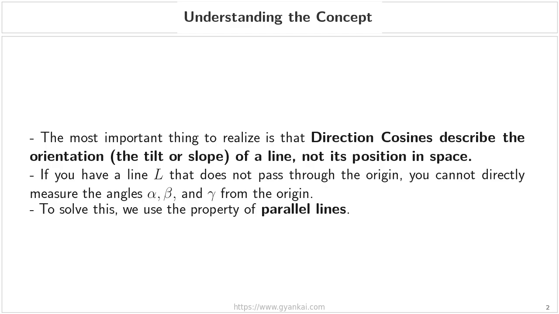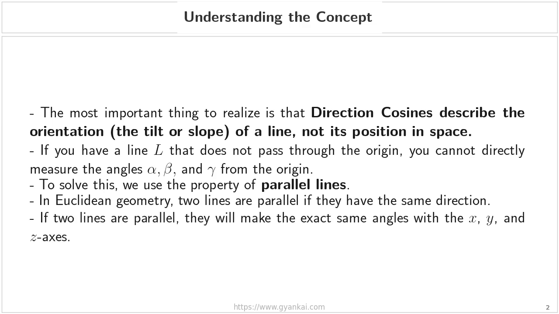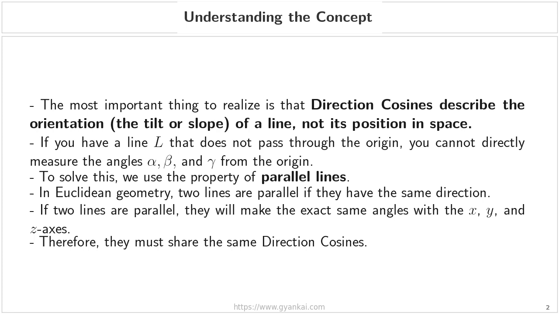To solve this, we are going to use a fundamental property of parallel lines. In Euclidean geometry, we know that two lines are parallel if they share the exact same direction. Because of this, if two lines are parallel, they will make the exact same angles with the x, y, and z axes. And since those angles are identical, it follows logically that they must also share the exact same direction cosines.